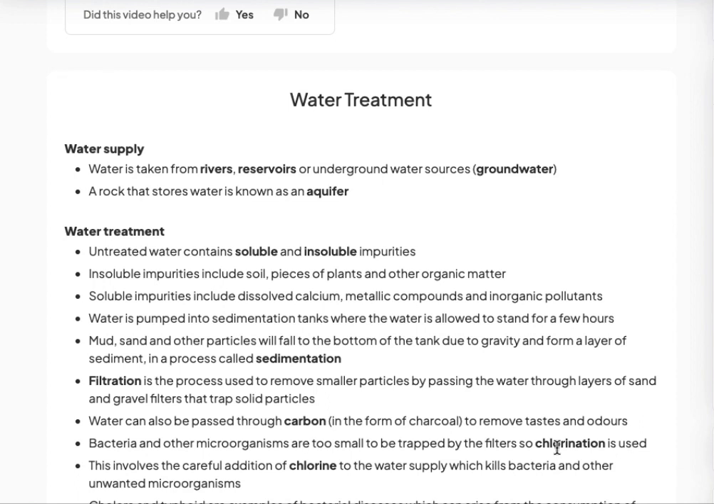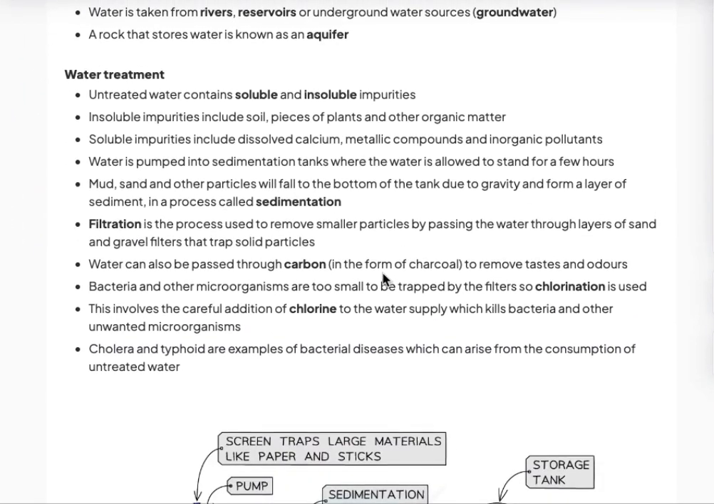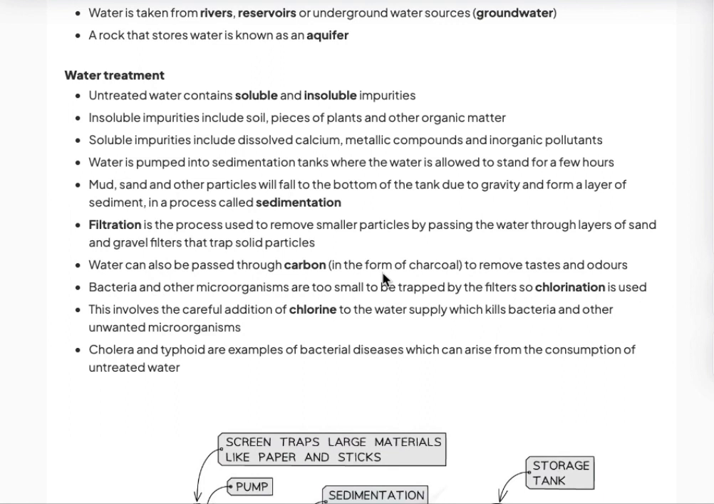Okay, so this is the first step in water treatment, and we say water supply. Water is taken from the rivers, reservoirs, and underground sources for the purpose of purification, right? A rock that stores water is known as an aquifer. We mentioned this. Now let's talk about the water treatment itself, but we've summarized them already.